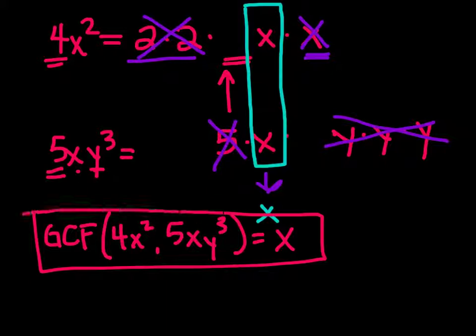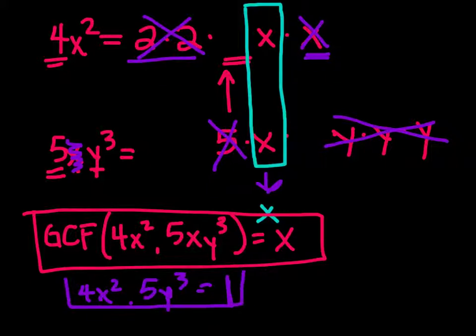Final answer. Now what we can also say is if this x weren't in our original expression for the 5x, and we had 4x squared and 5y to the third, we can see already that since the x is gone from the 5, the greatest common factor for this situation is going to be simply 1, because there is nothing else that they have in common.